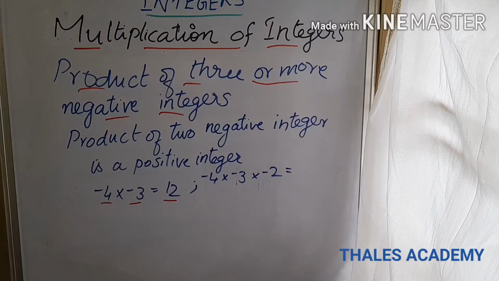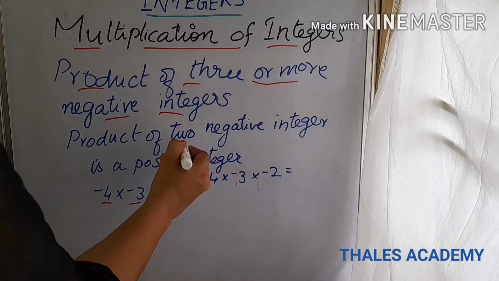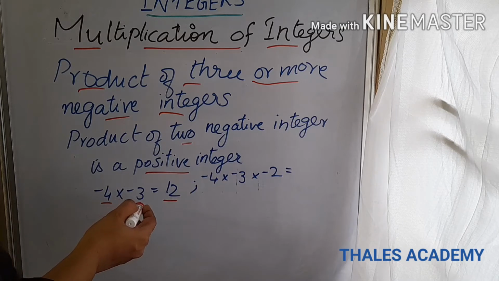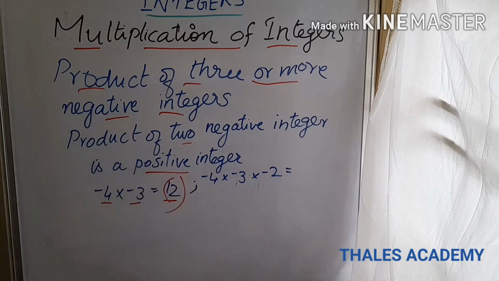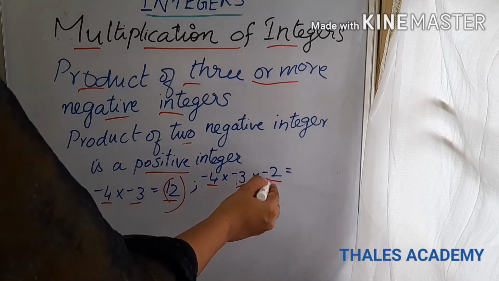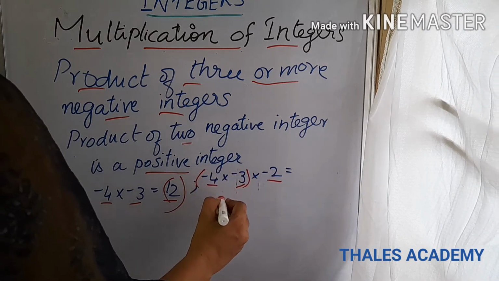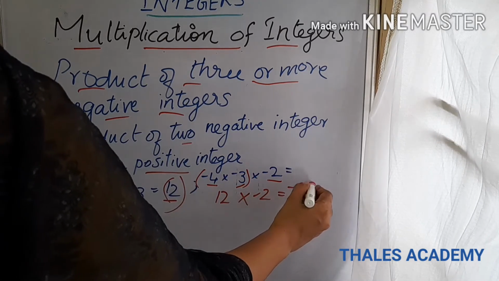Product of 3 or more negative integers. We know that the product of two negative integers is a positive integer. That is minus 3 into minus 4 equals 12. What happens if minus 4 into minus 3 into minus 2? Let's check. Minus 4 into minus 3 is 12, into minus 2. The answer is minus 24.